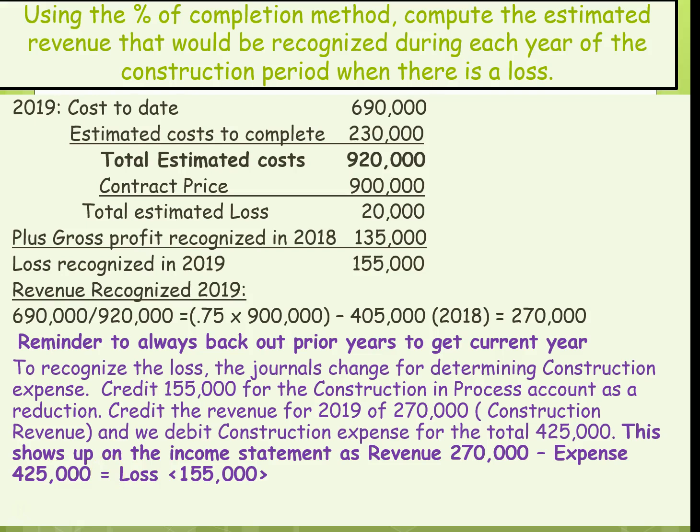And that's going to go to construction in process because what we want to do is reduce that account. Then we're going to credit the revenue for 2019 of $270 because we've already determined that that's how much revenue should be recorded. That's the construction revenue. And we debit construction expense for the amount that we need to make our debits and credits equal. And then we'll end up with, on the income statement, revenue of $270 minus expense of $425, which shows our cumulative loss of $155.